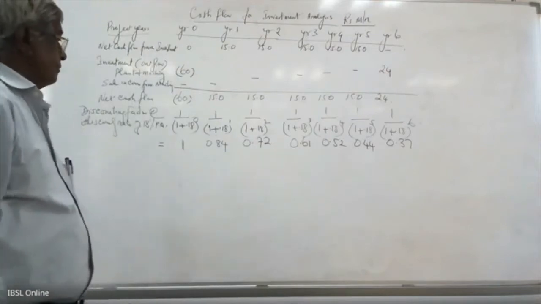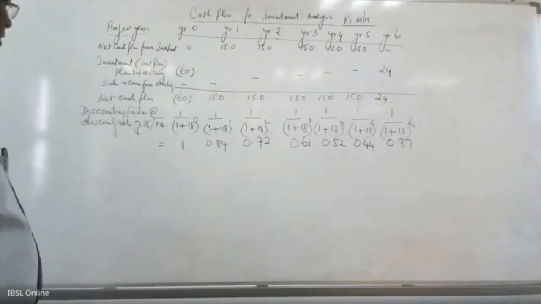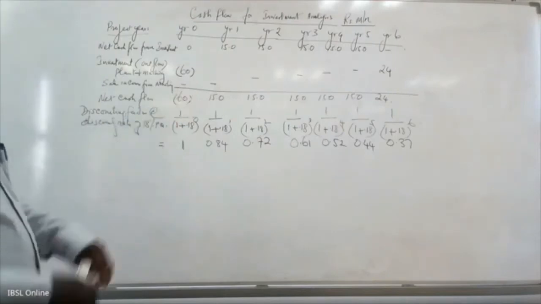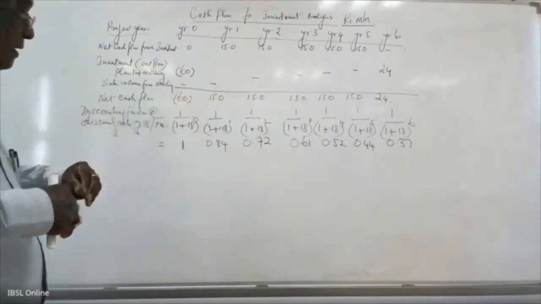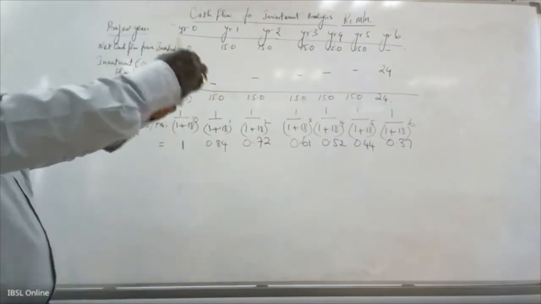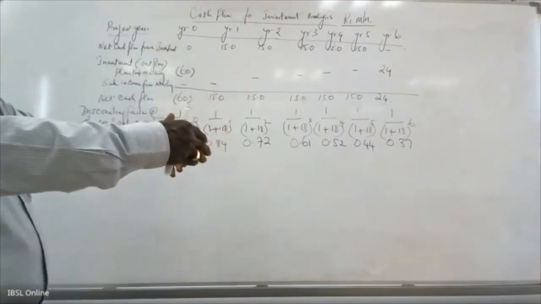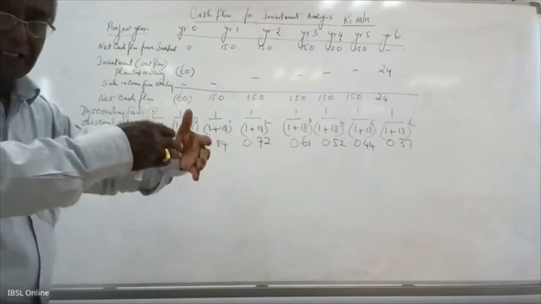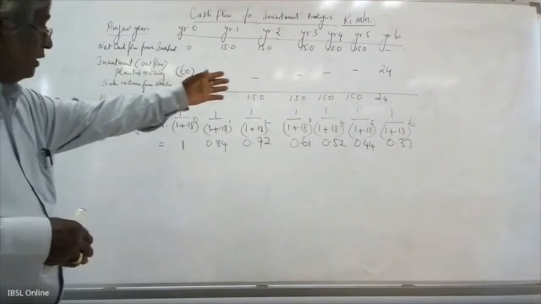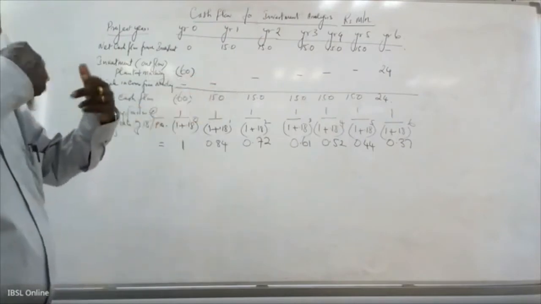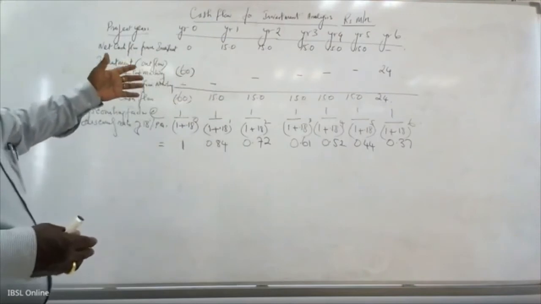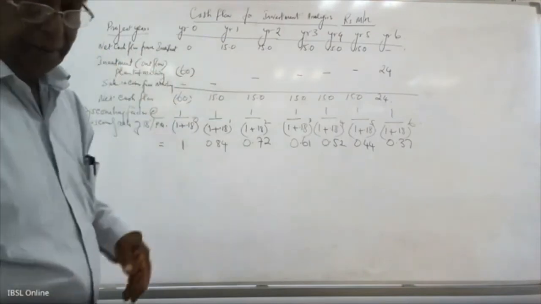Now we have the discounting factor. What you have to do is multiply the future values by the respective discounting factor. Then it will give the present value. Now everything is present value.